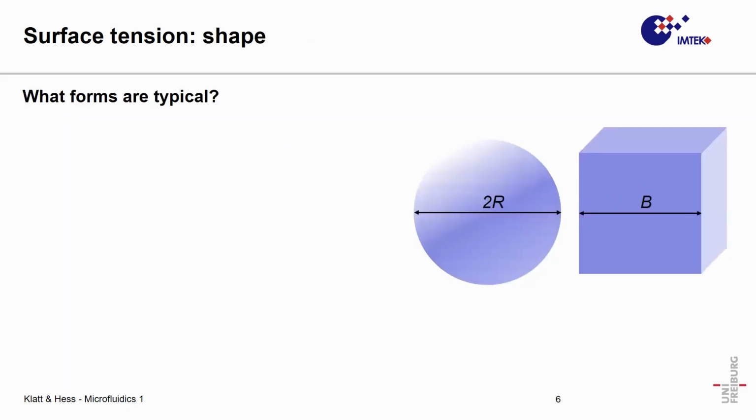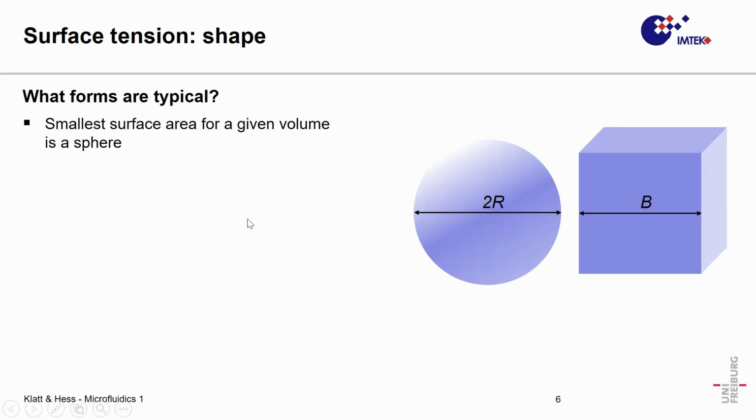So what would be the typical form of a liquid-gas interface? On the right-hand side, you can see 2 possible solutions. One is a spherical form, one is a cubic form. Which of those would be more probable? To answer this question, you have to understand the driving force for the interfaces.